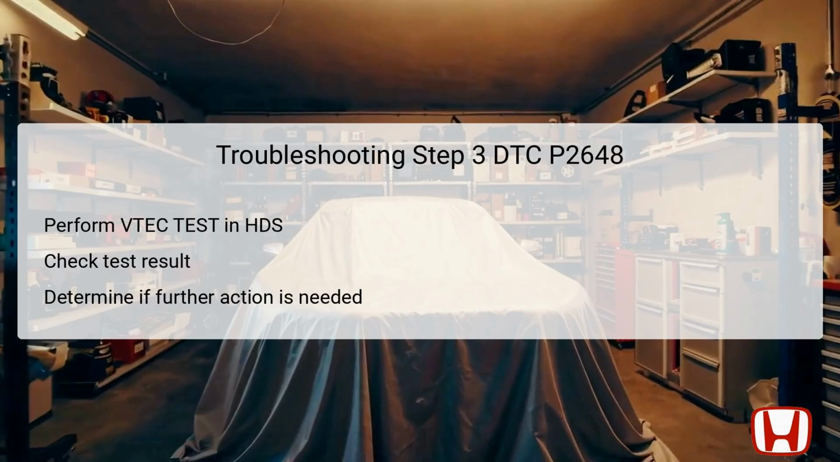This test evaluates the operability of the VTech system components, specifically assessing whether the rocker arm oil control solenoid is functioning correctly. After running the test, technicians must assess the results. If the test is successful, indicated by a yes, it implies that the system is functioning normally at that moment. However, if the result is no, it denotes a failure that necessitates further diagnosis.